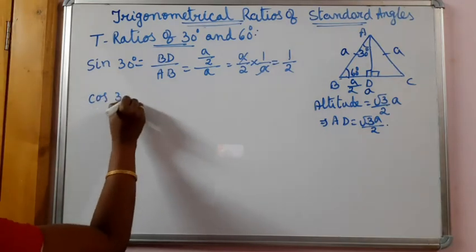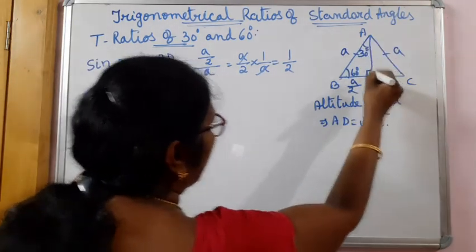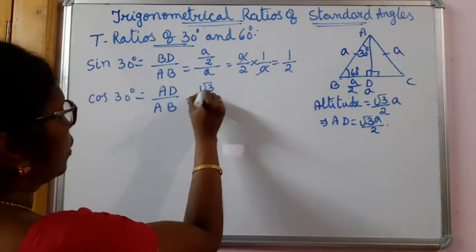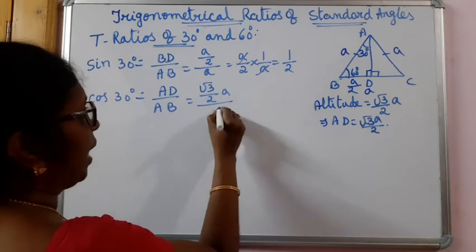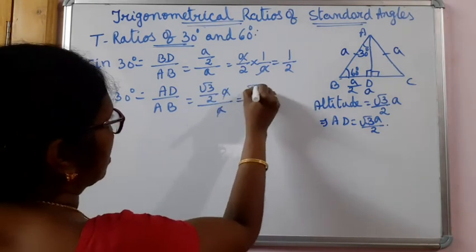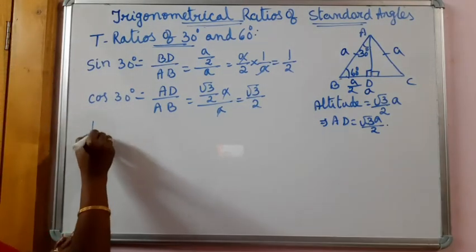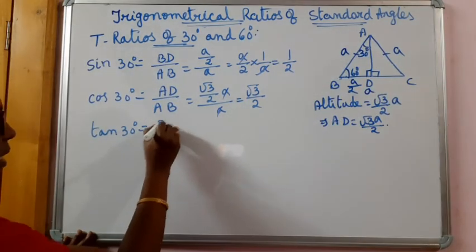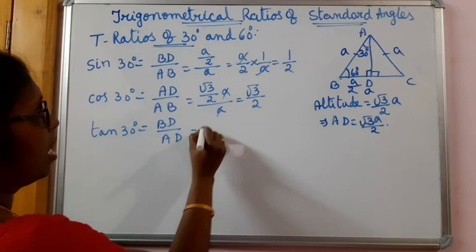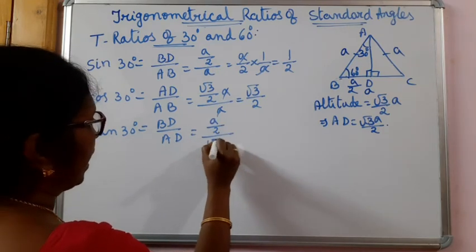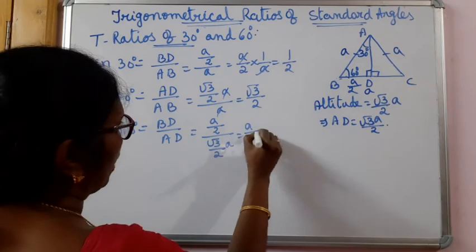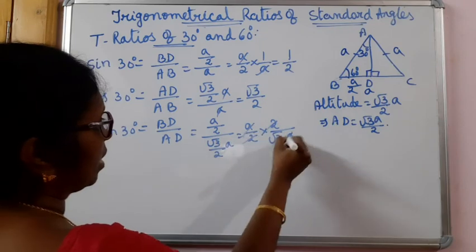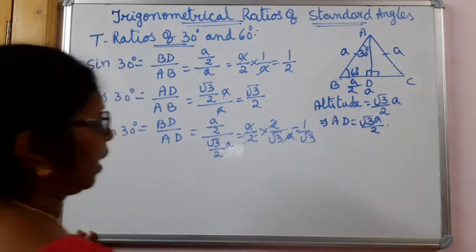Now let me find cos 30 degrees. For this angle, the adjacent side AD by hypotenuse AB. AD is root 3 by 2 into side and AB is A. So when A is cancelled, we get root 3 by 2. Then tan 30 degrees is equal to the opposite side BD by the adjacent side AD. BD is A by 2 and AD is root 3 by 2 into A. So A by 2 into 2 by root 3A. 2 cancelled, A cancelled, we get 1 by root 3.